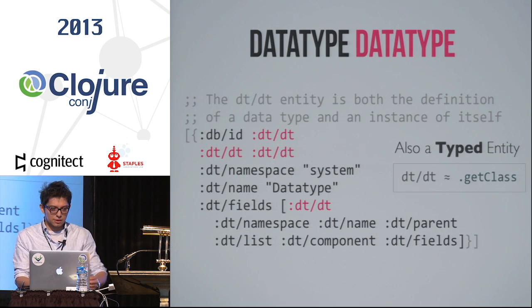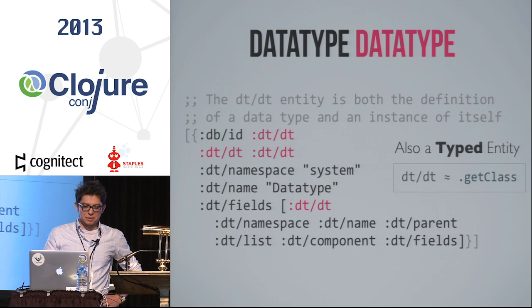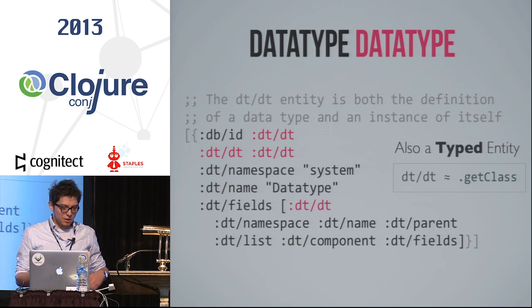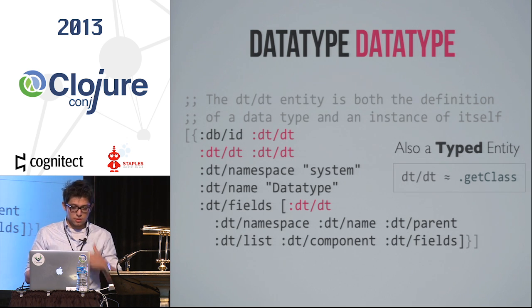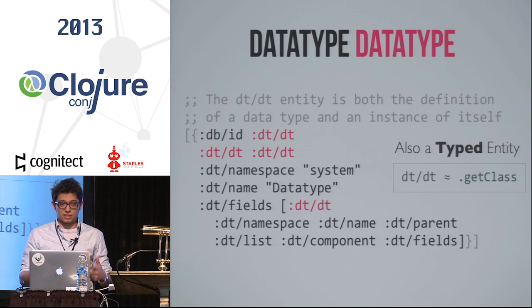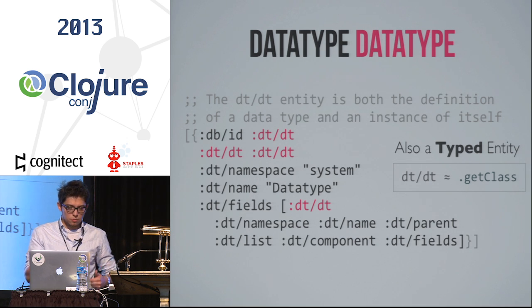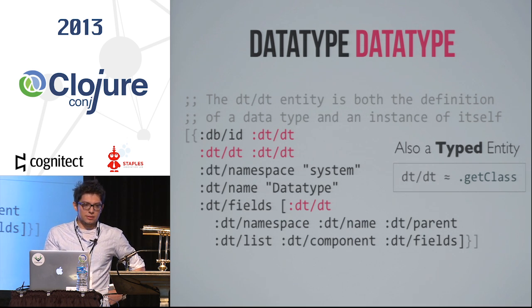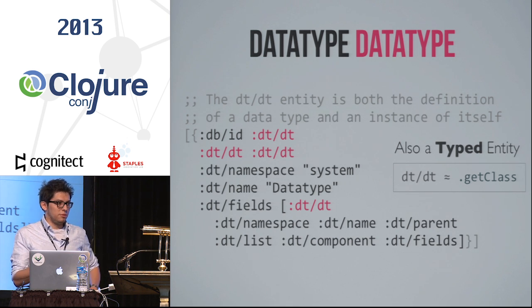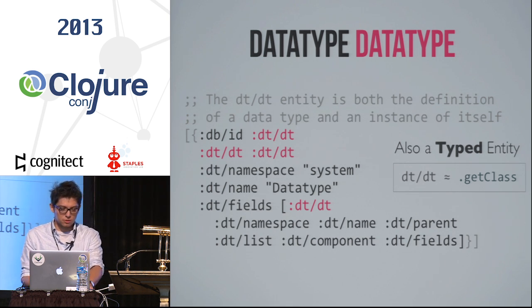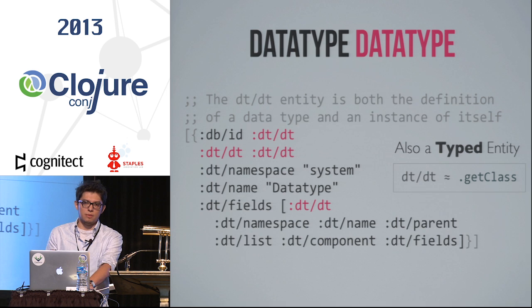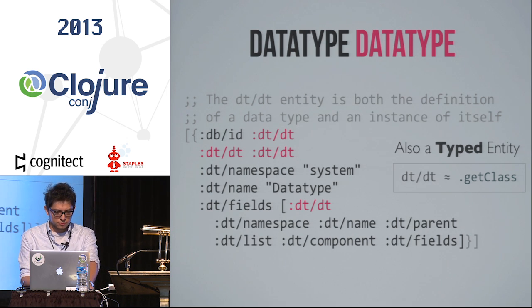And then here we go a layer above. We have a data type, which is a meta model. This is both an entity that represents a data type definition and an instance of itself. And that Datomic lets you do things like this is pretty cool. It's what actually makes, I think, the data modeling in Datomic very, very powerful. So we're going to go through this analysis really quick.